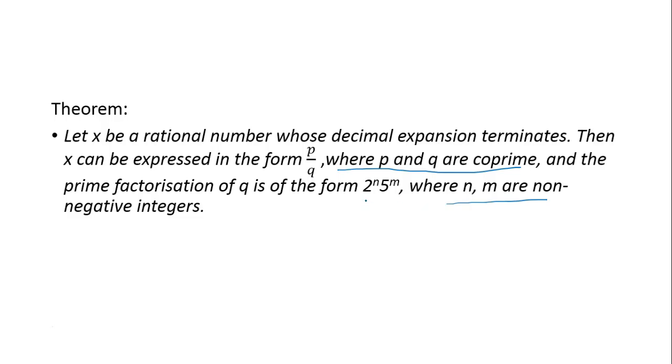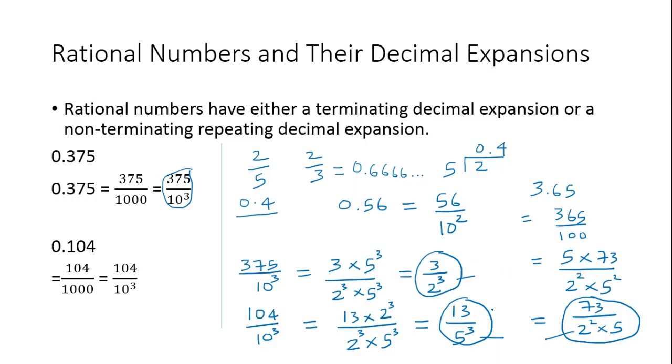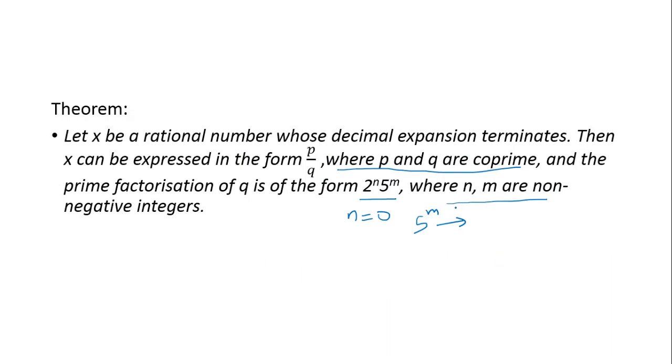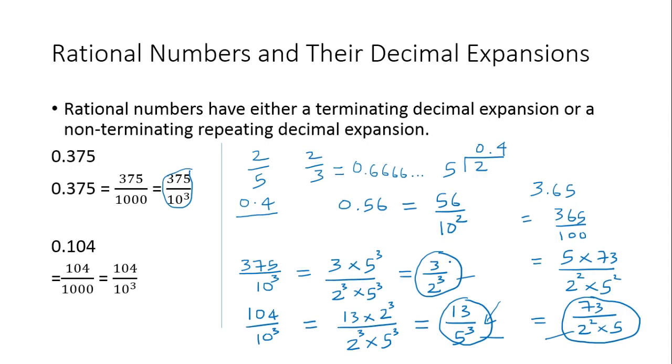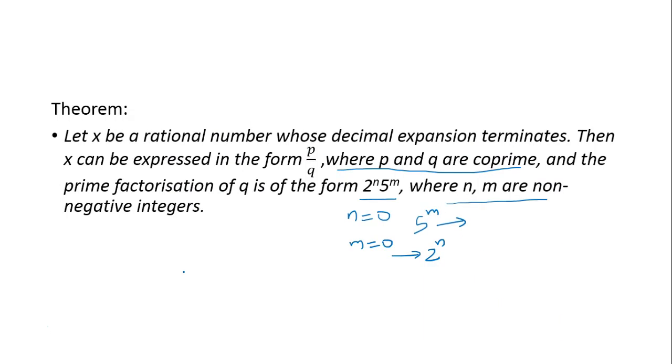So if it is 0, for example, if n is 0 in 2 raised to n into 5 raised to m, that means we'll only have 5 raised to m. So we'll only have a power of 5 in the denominator, like we saw in this example here. And if m is equal to 0, this will reduce to 2 raised to n. That means we'll only have a power of 2, like we saw in this case. So that is the case when the decimal expansion terminates.